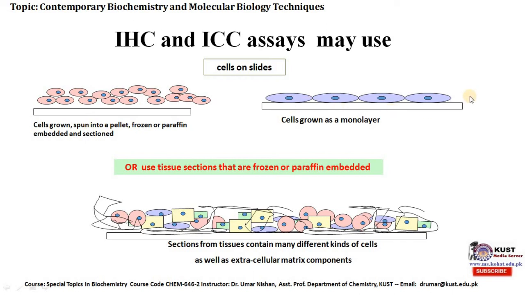So this is how the cells can either be like this. This is what we are talking about, cells on the slides, or tissue sections that are frozen or paraffin embedded. So cells can either be like this, in case of cells, and this is in case of tissues, where different types of cells and extracellular matrix are also present.